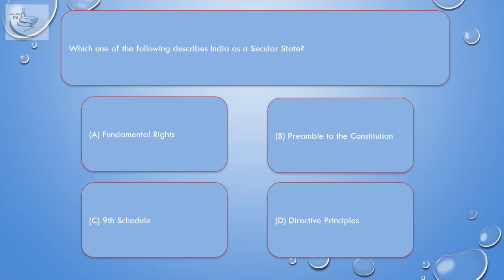Question: which one of the following describes India as a secular state? A. Fundamental rights. B. Preamble to the Constitution. C. Ninth Schedule. D. Directive Principles. Correct answer is B. Preamble to the Constitution.